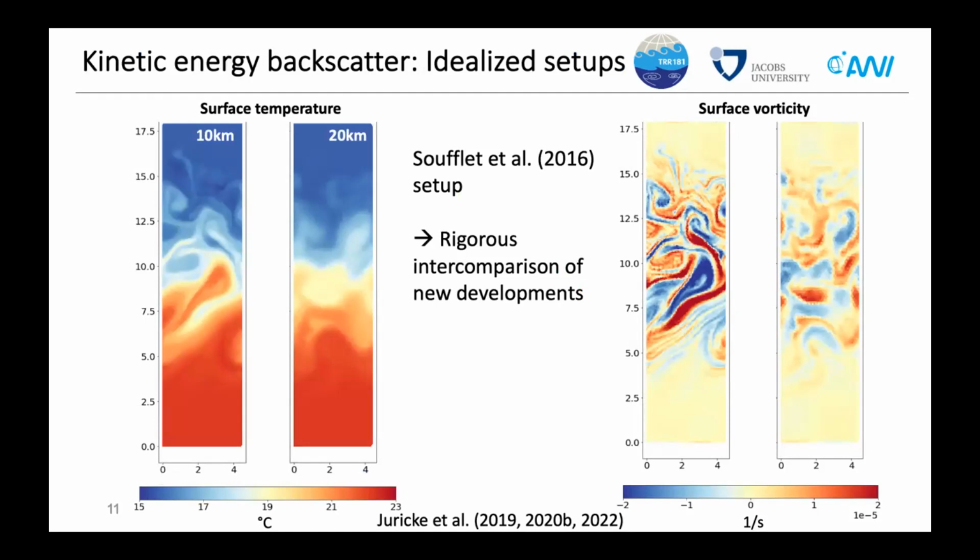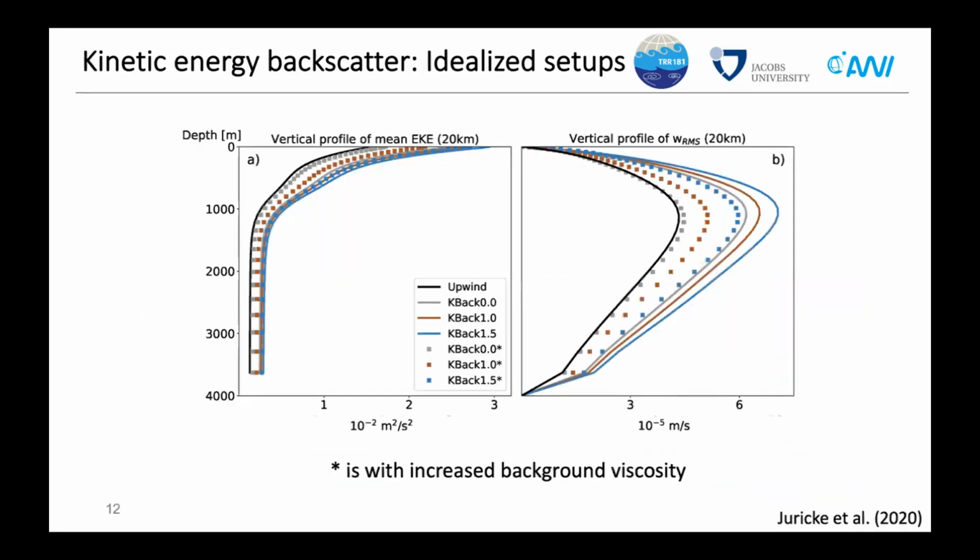This is the so-called Soufflet test case that we used from Soufflet et al. from 2016. Different resolution. It's a re-entrant channel, so it flows from left to right. What goes out to the right comes back into the left. And you have some relaxation of isopycnals to keep the flow baroclinically unstable, basically, but retain a mean flow that goes from left to right. And you see at 20 kilometers, we hardly have any eddies, especially in the vorticity field. You can see this, while at 10 kilometers, we see these filaments and eddies developing.